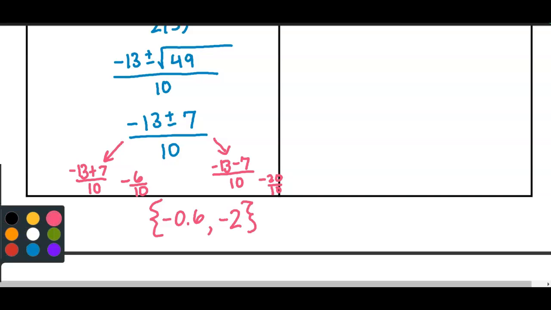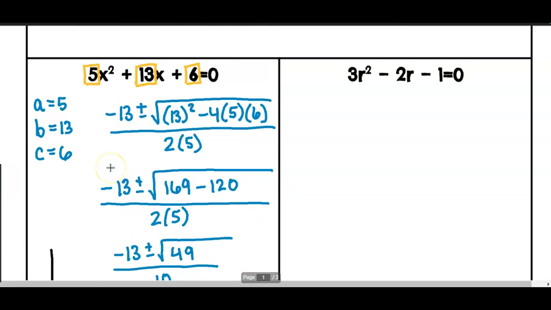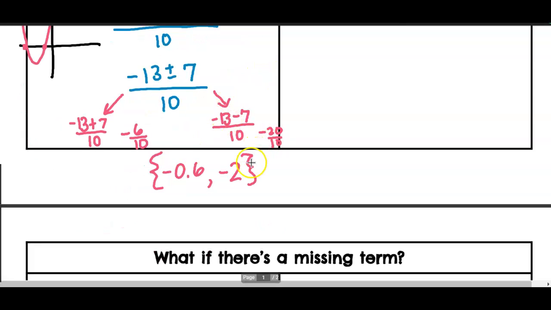If we were graphing this quadratic, it would look a little something like this. So it would cross at negative 0.6 and it'll cross at negative 2. It's a positive parabola. Our y-intercept is at 6. So it would look a little something like this. Okay, so our two roots were what we just solved for.